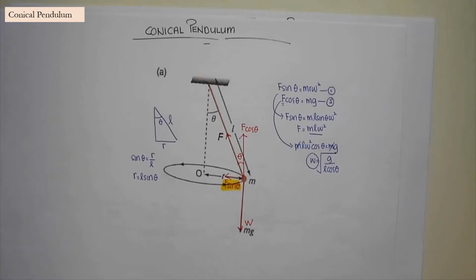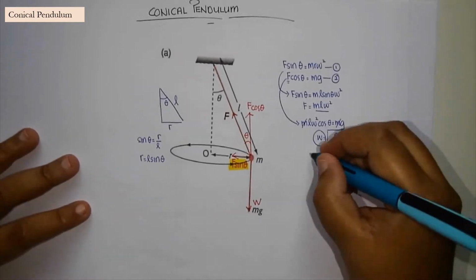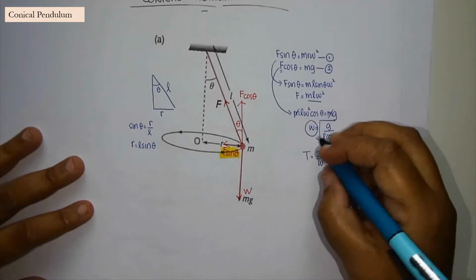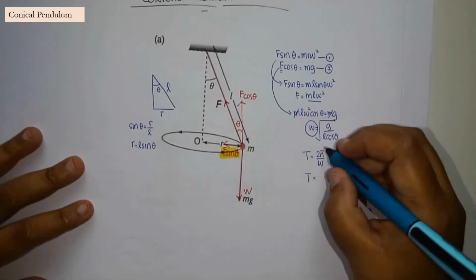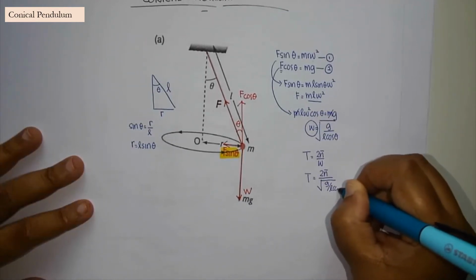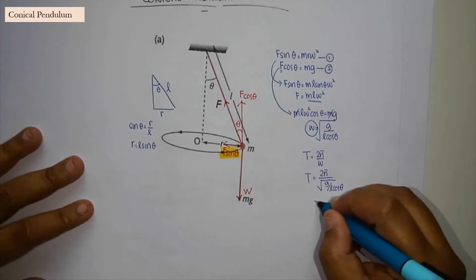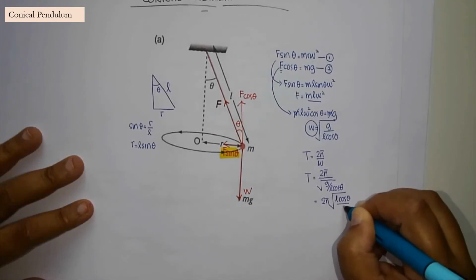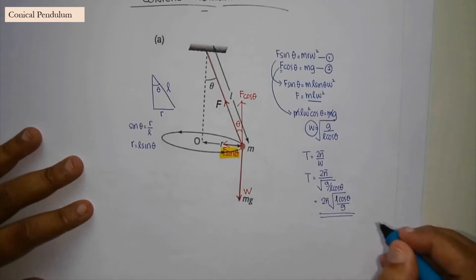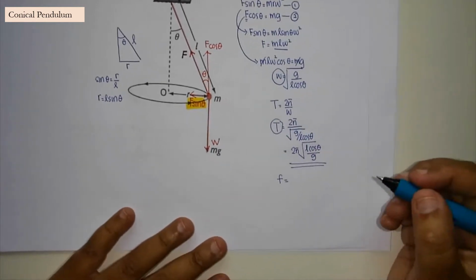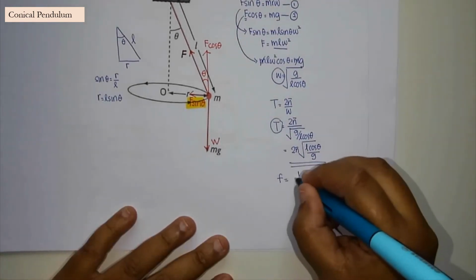Then I can find my period, the period of the oscillation. T is equal to 2 pi over omega. So you substitute this: T equals 2 pi over the square root of g over L cos theta. So what do you get? You get T equals 2 pi times the square root of L cos theta over g. You can also go ahead and find the frequency. If I want to go further, I also can find it. Frequency is 1 over T.